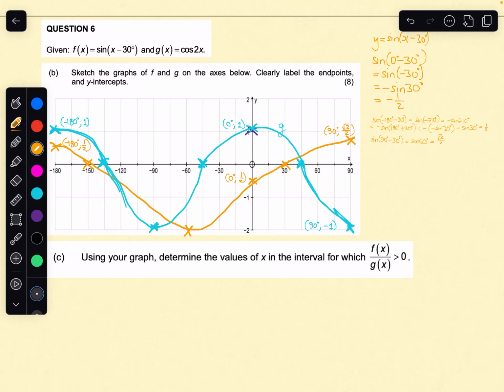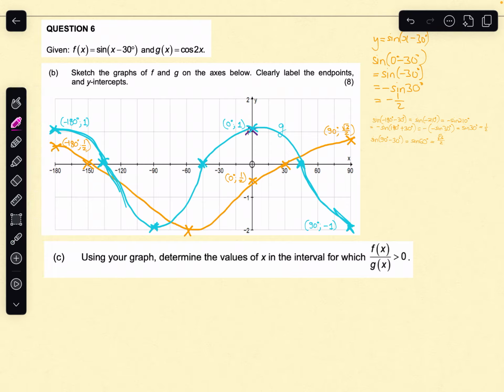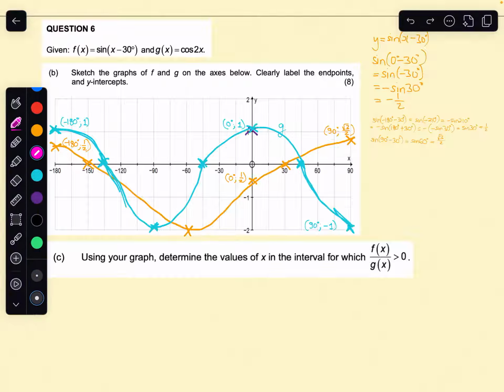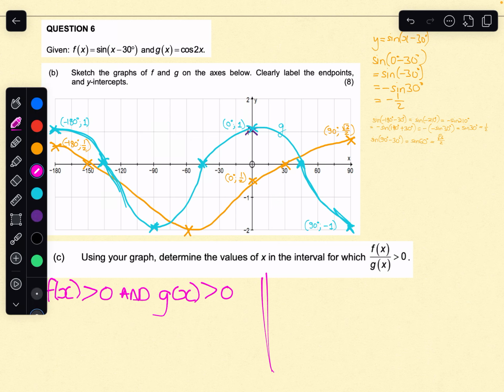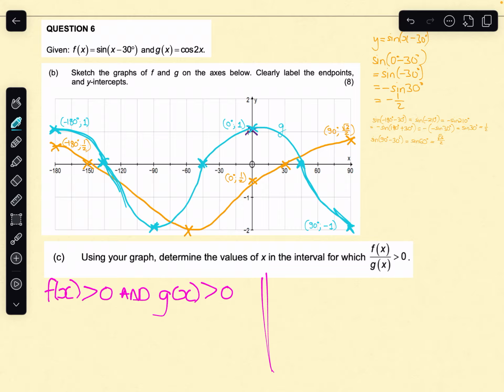So we are looking at places where either f of x is greater than 0 and g of x is greater than 0, or, I'll do this in a different color, f of x is negative and g of x is also negative.